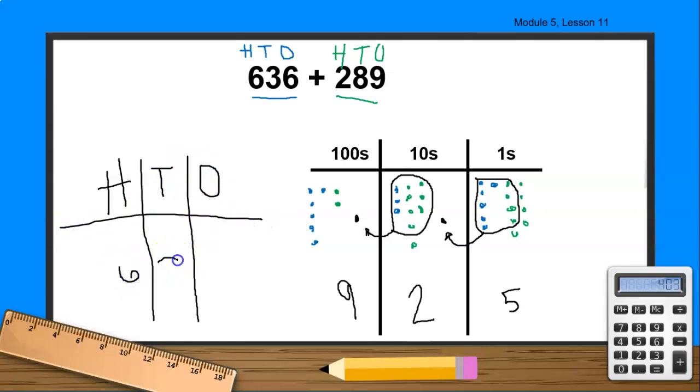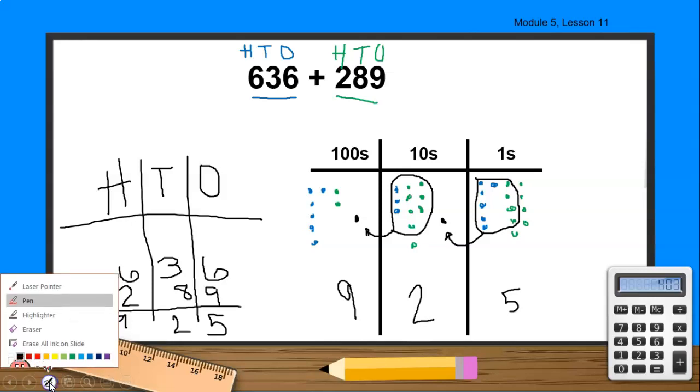I write 636 plus 289. This is what it means. Then, here's the second misconception that you guys are doing. You just copy the numbers. You put 9, 2, 5. If you do this, boys and girls, it's partially correct because it's not directly matching.